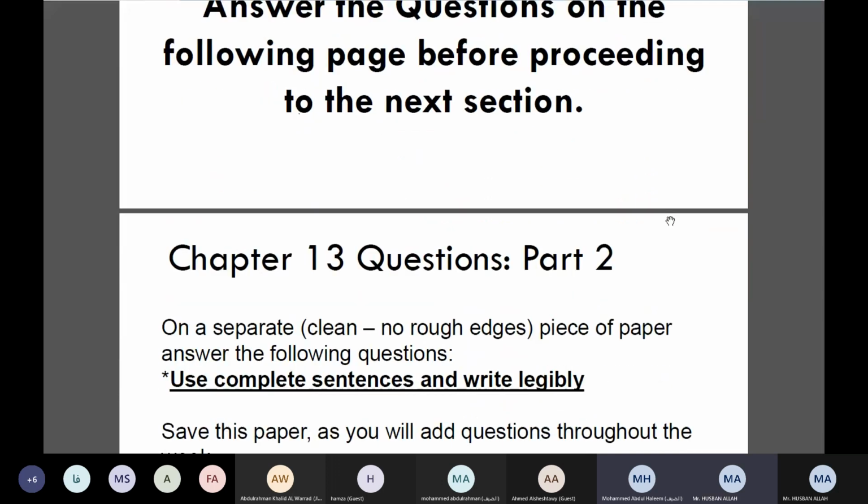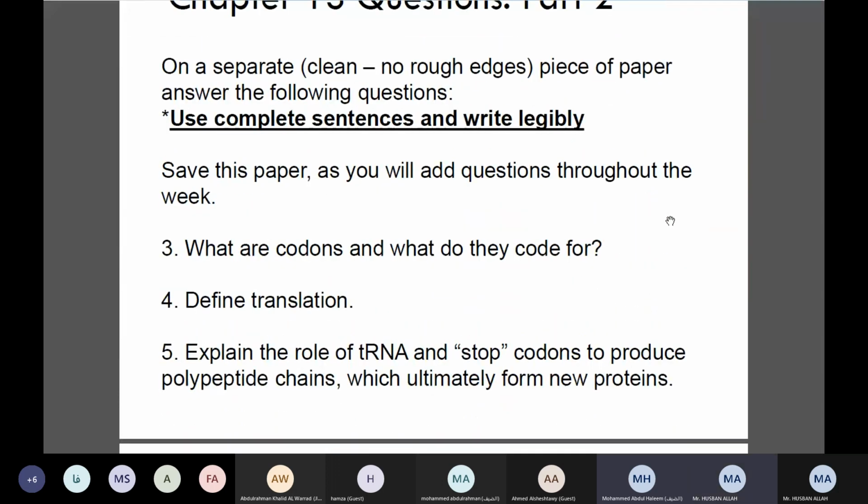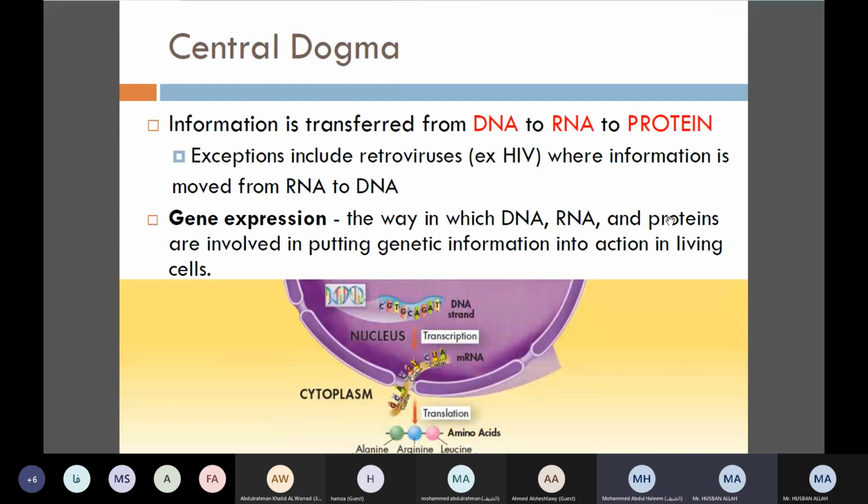Okay, now the last point of this lesson which we are going to discuss is about the central dogma of molecular biology. Central dogma, what is it? The molecular basis of heredity, right? The central dogma of molecular biology, yes. The topic which you have is about the molecular basis of heredity.